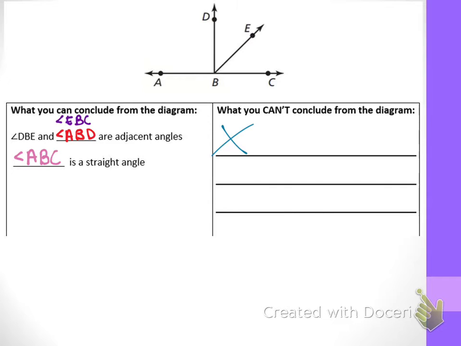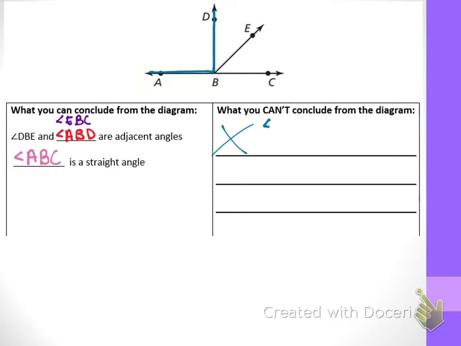So I will tell you, a lot of people will think that ADB is a right angle. Why is it not a right angle? Because it's not on the right. It's to the right. It doesn't matter. A right angle can open left or right. It doesn't have the box, so we can't assume that it's a right angle.